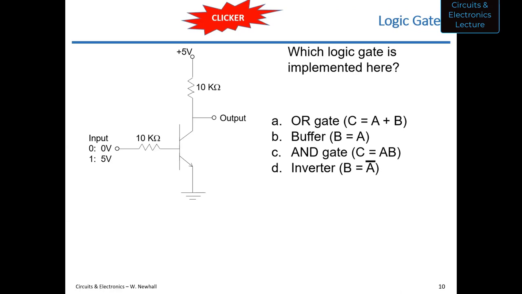so you see a circuit here, a transistor circuit, and you see input, you see output. Which logic gate is implemented here? And you might ask yourself this, how many inputs does this circuit have? It has one output, but it only has one input on the left side. So that might be a hint on narrowing this down.